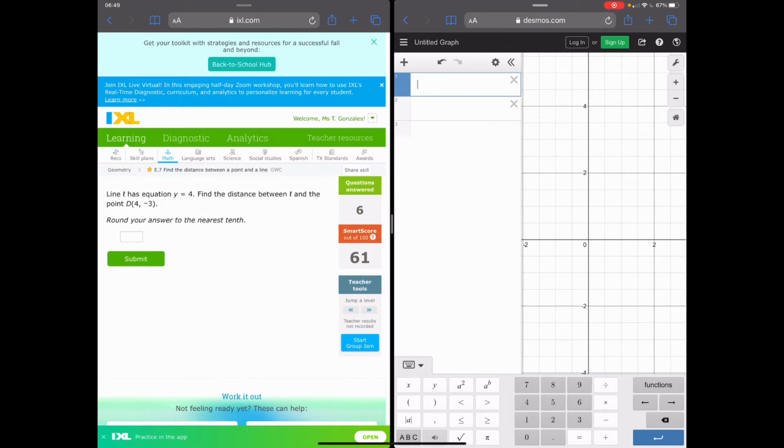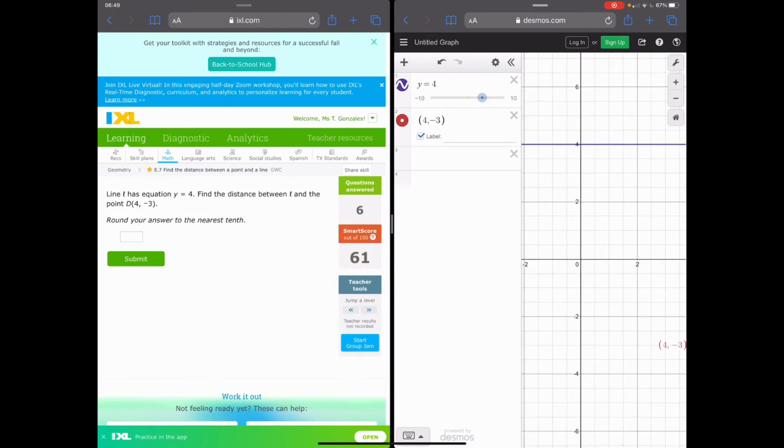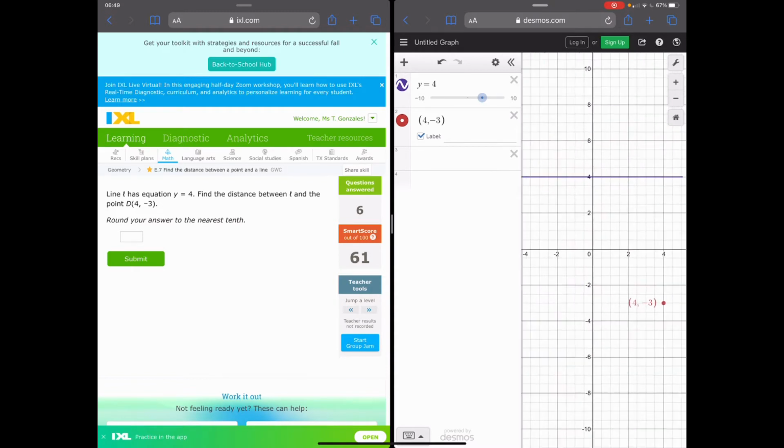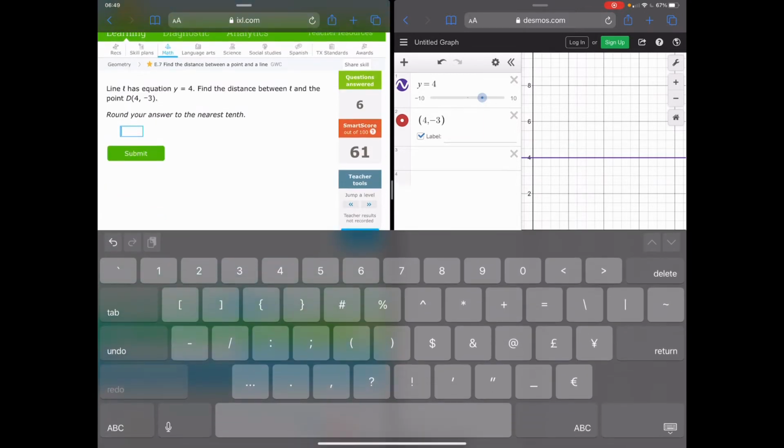So this one is going to be y equals 4. And then this one's going to be 4 comma negative 3. Enter. We want to label that. So think about it. The distance between 4 and negative 3 is 7. So I count down 4, and then I add 3. So the difference is 7.